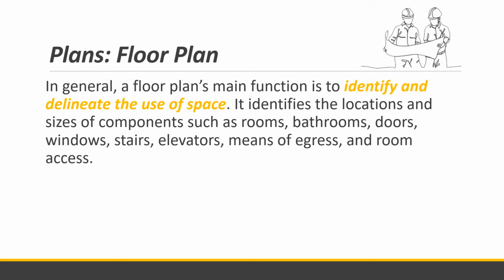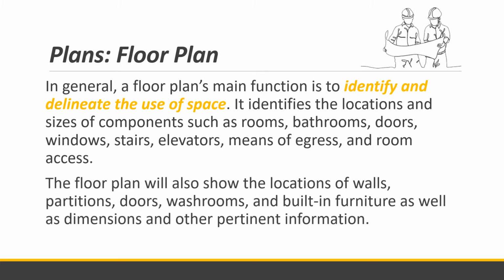So it identifies the locations and size of components such as rooms, bathrooms, doors, windows, stairs, elevators, for example, in commercial buildings, means of egress, and room access. And the floor plan will also show the location of walls, partitions, doors, washrooms, and built-in furnitures, as well as dimensions and other pertinent information. So dimensions are how big each side and each room is, and they are written there on the floor plan.